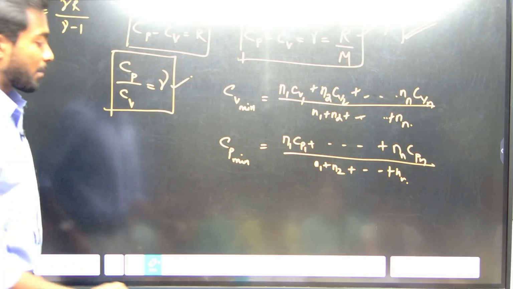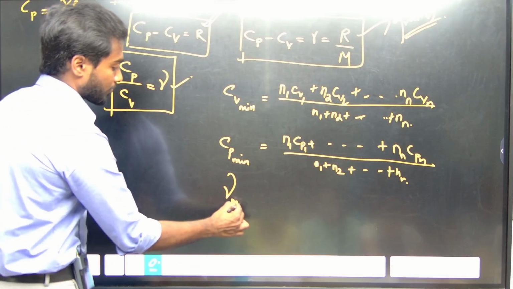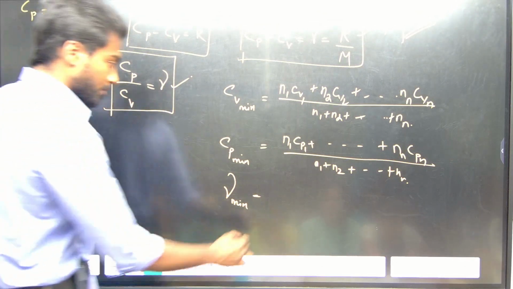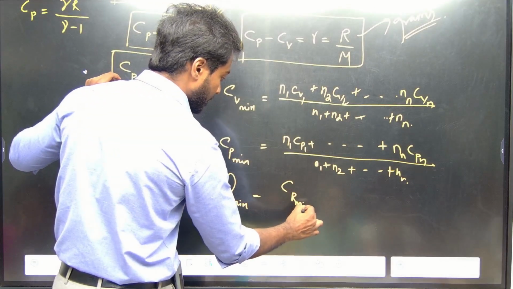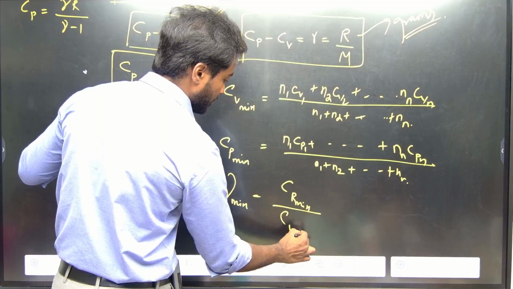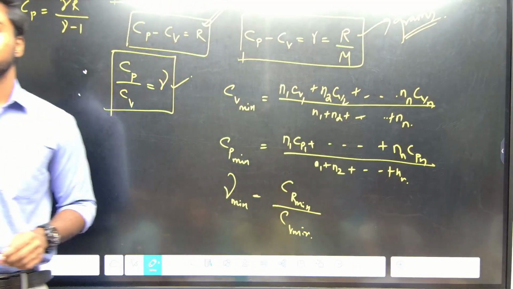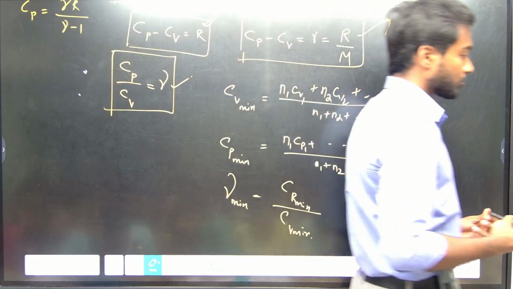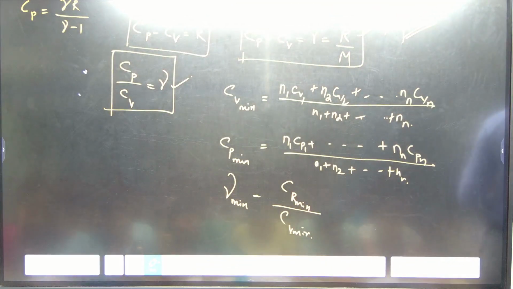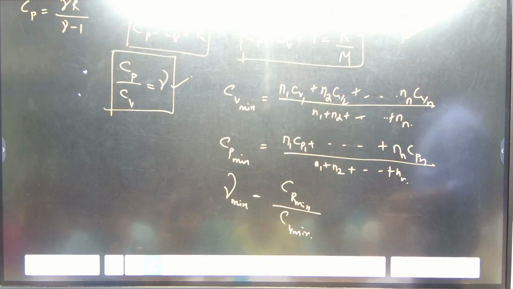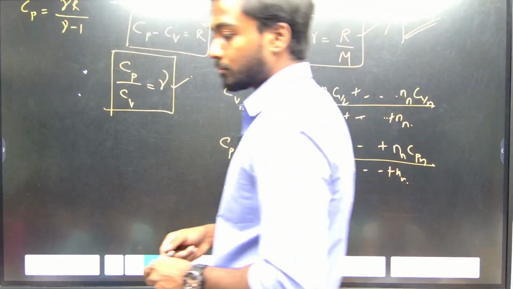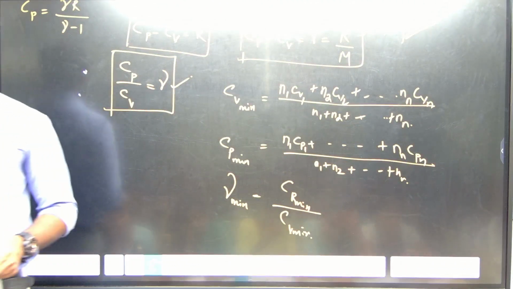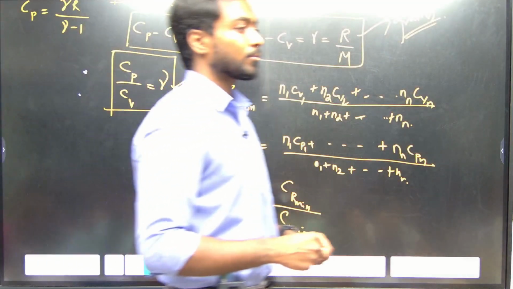The next one is gamma mixture. So what is the formula for gamma? Cp mixture by Cv mixture. Completed.